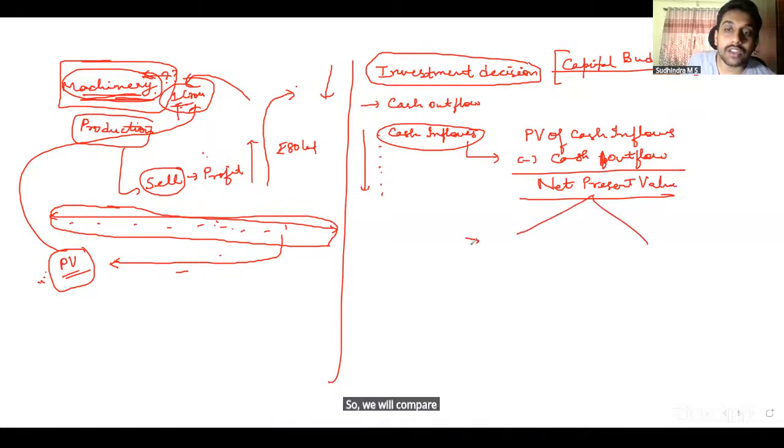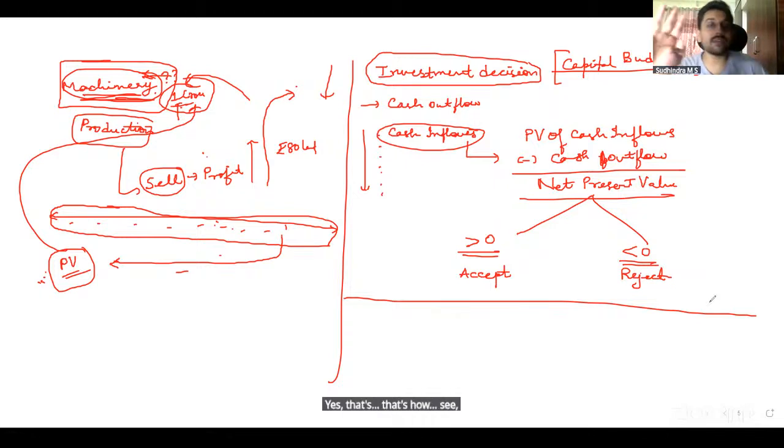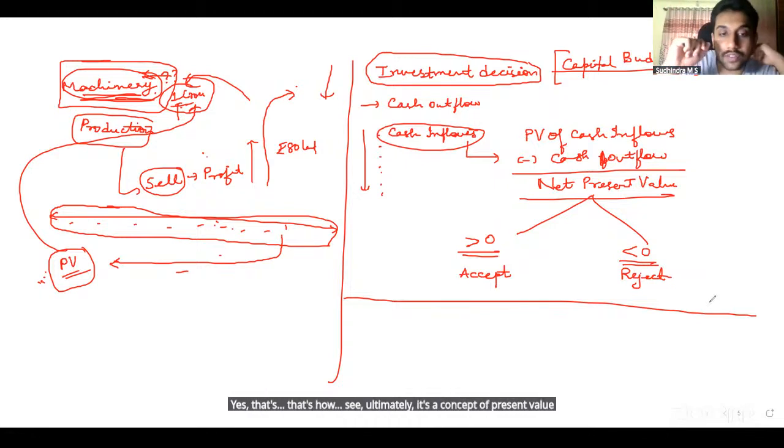So we will compare. If net present value is greater than 0, meaning net profit is positive, in that case, will you go ahead with that decision? Yes, sir. Accept the project. If it is less than 0, that is loss. Reject the proposal. Are we clear? See, ultimately, it's a concept of present value, applying it in a little different manner.